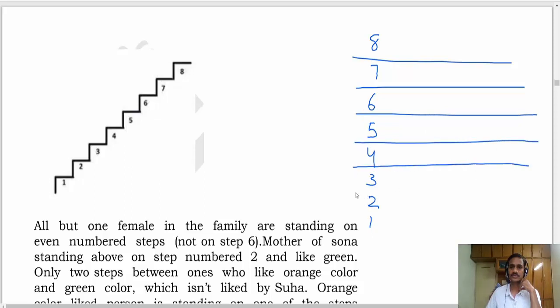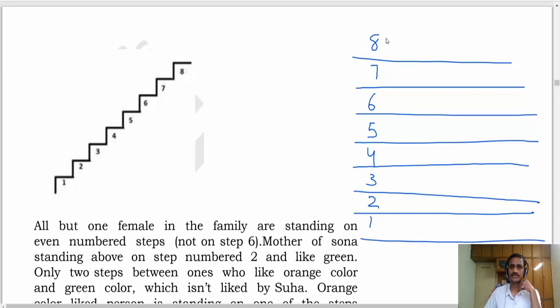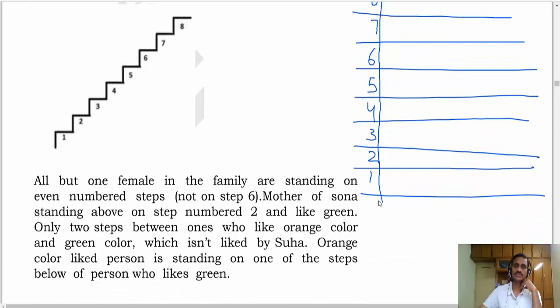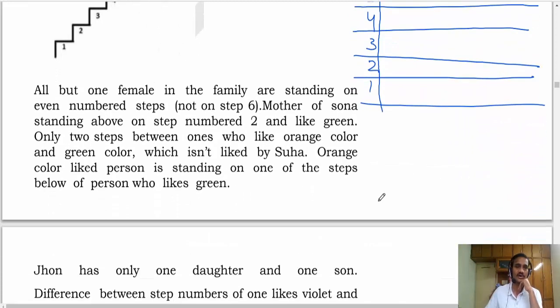8 persons are standing on 8 different steps. Among them, 6 persons belong to a family. All but 1 female in the family are standing on even number steps. All but 1 female in the family are standing not on step number 6.